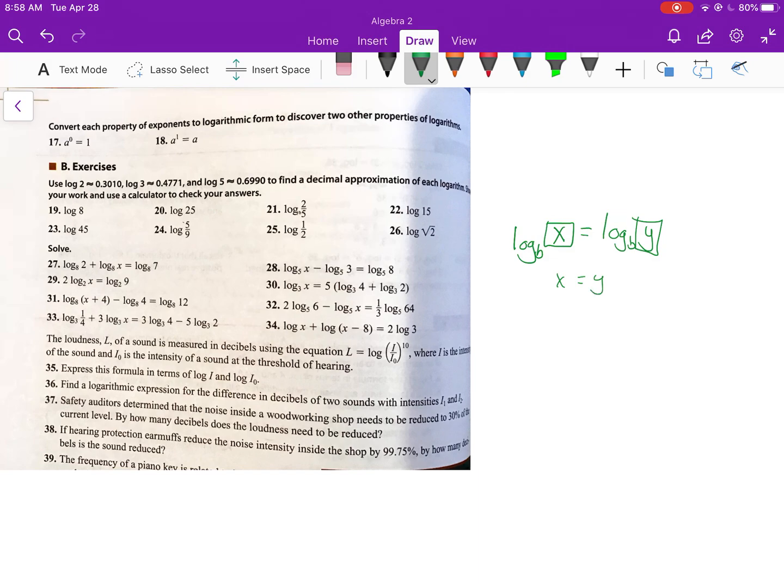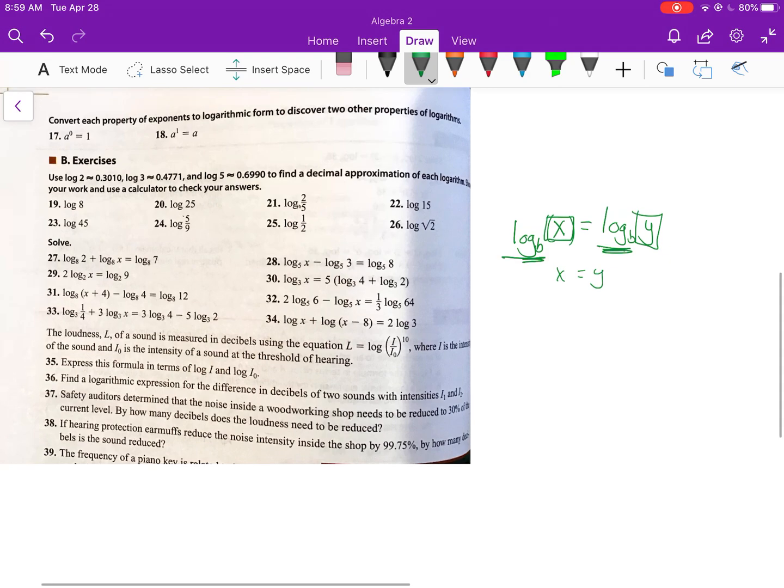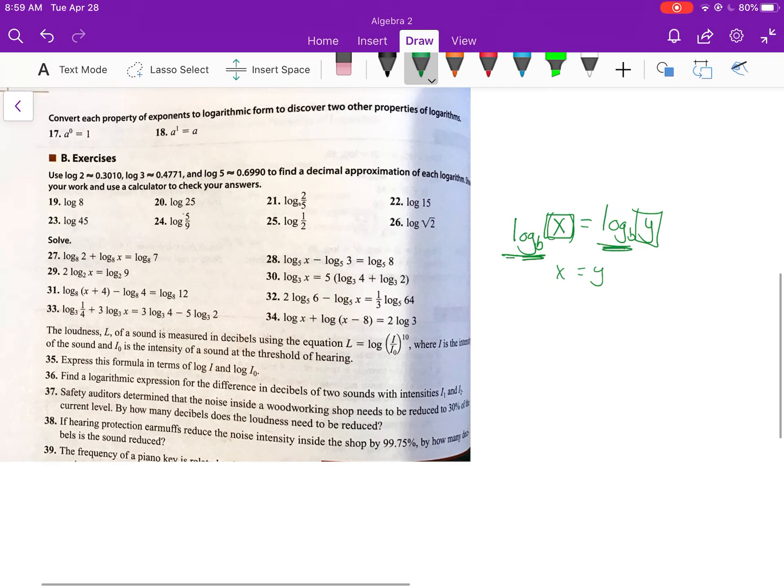So if you have a logarithm with a base of something, and the same base equals something else, then this part right here is called the argument. X would have to equal y. The arguments have to be equal to each other. So your goal for these would be to get it in a form that looks kind of like this. So I'm going to do 28. 28 is log base 5 of x minus log base 5 of 3 equals log base 5 of 8.